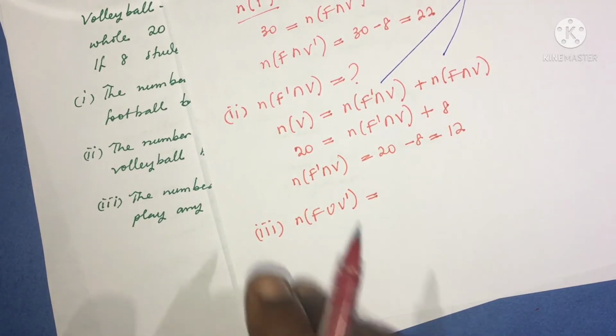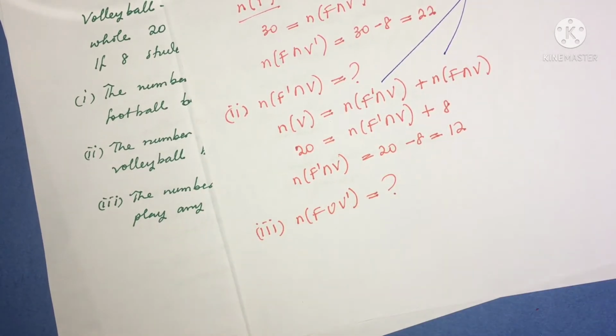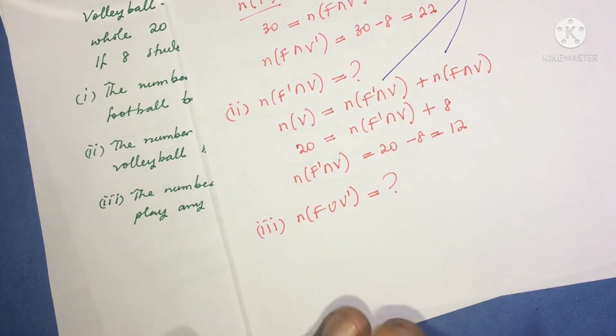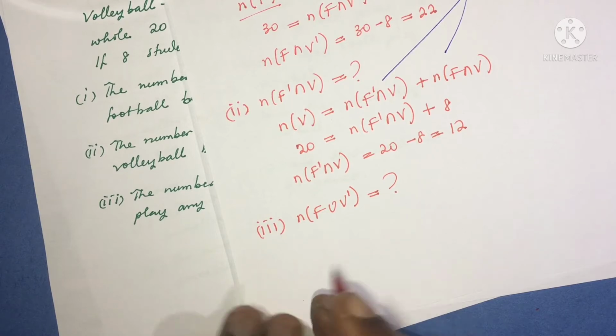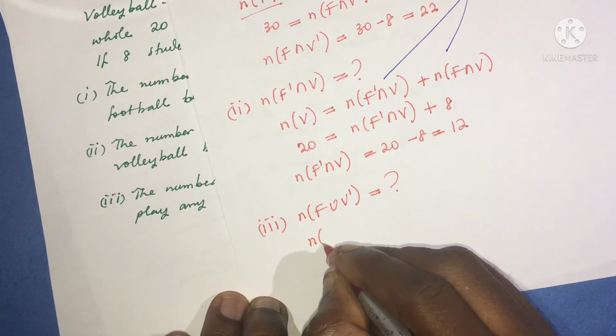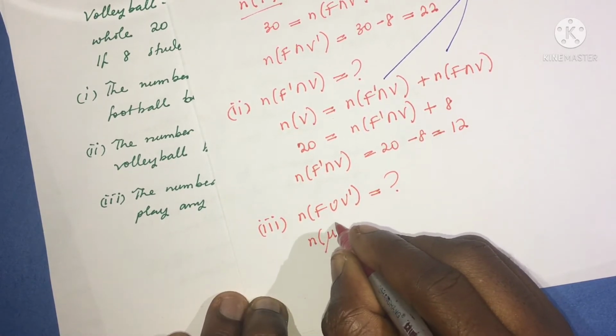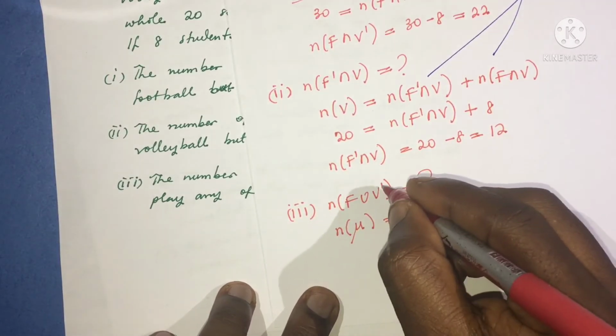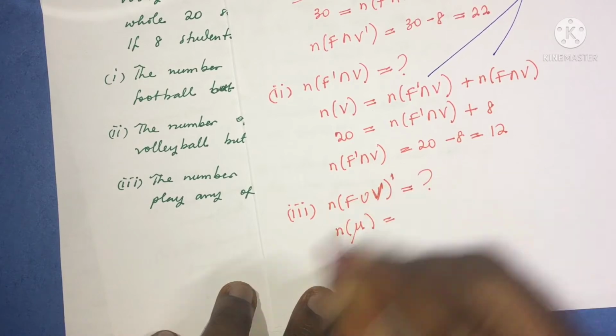So how do we obtain this? I'm going to put a question mark there. Now, take note, we can obtain it from this relationship. If you go to our videos on set theory, you will notice that we had this. The universal set is made up of, this was supposed to be n(V'), okay?